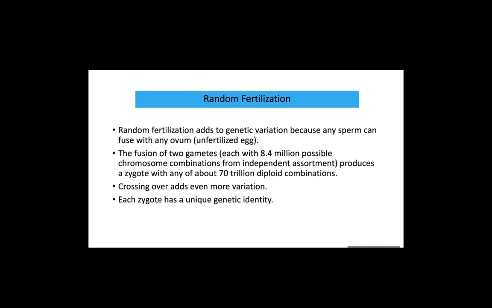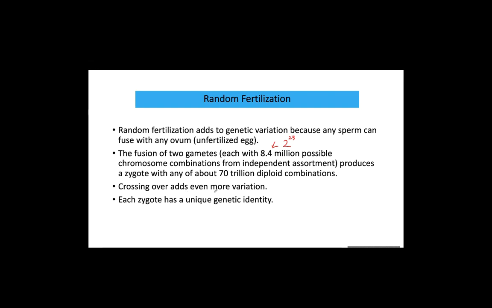Also, random fertilization adds to genetic variability because any sperm can fuse with any oocyte. The fusion of two gametes, each with 8.4 million possible chromosome combinations from independent assortment. Do you remember this number comes from 2^23? It produces a zygote with any of about 70 trillion diploid combinations. Okay. This is really enough probability to make yourself a unique creature.